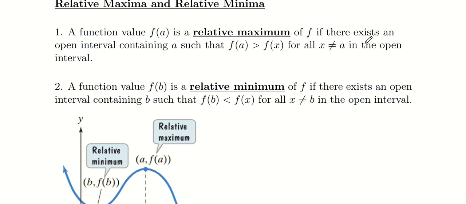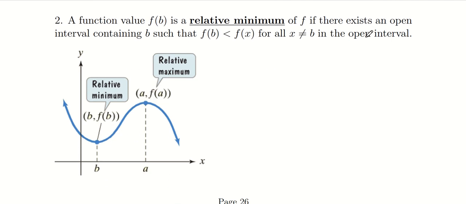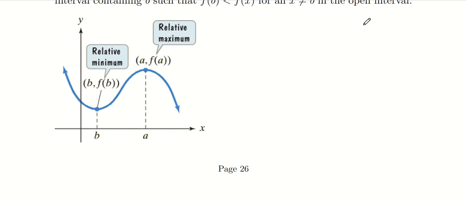Again, it's a pretty wordy definition. Let's break it down and see what it means. Visually speaking, these are kind of easy to see with your eyes. What you're looking for is points on the graph that are either high spots or low spots. In particular, if we're looking for relative maximums, we're looking for high spots, like tops of hills or crests.